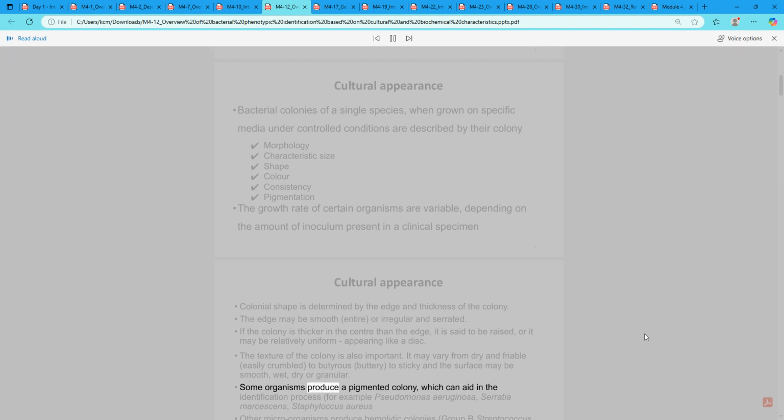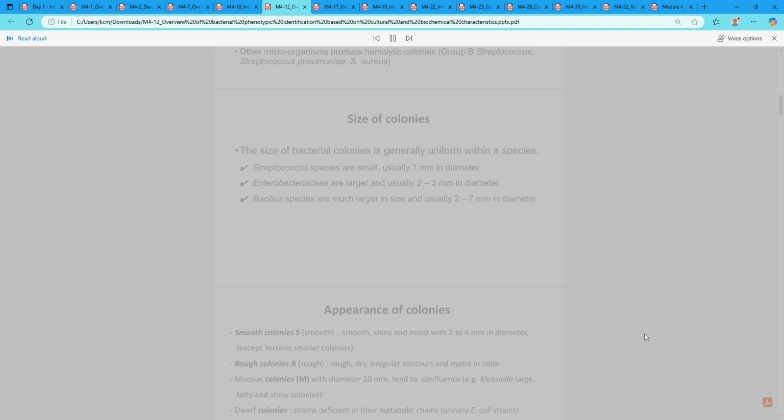Some organisms produce a pigmented colony, which can aid in the identification process. For example, Pseudomonas aeruginosa, Serratia marcescens, Staphylococcus aureus. Other microorganisms produce hemolytic colonies: Group B Streptococcus, Streptococcus pneumoniae, S. aureus. 4. The size of bacterial colonies is generally uniform within a species.